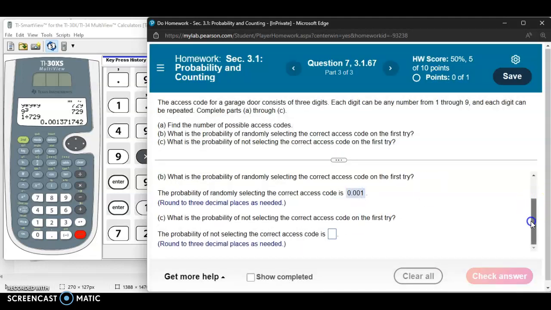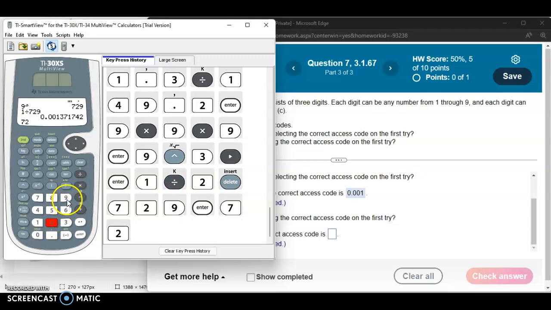Okay, and then part C says, what is the probability of not selecting the correct access code on the first try? So if you pick one of the other codes, remember there's only one code that will break it, right? So if you don't get it on the first try, it's the total number of codes, which is 729, minus the one correct code, which is 728.